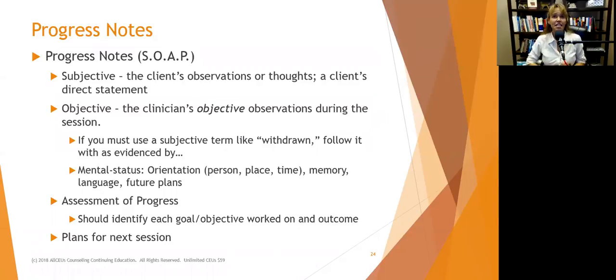A stands for assessment of progress, which identifies each goal and objective worked on and the outcome, and P stands for plans for the next session. Some places use the SOAP format, so this is what you would do.